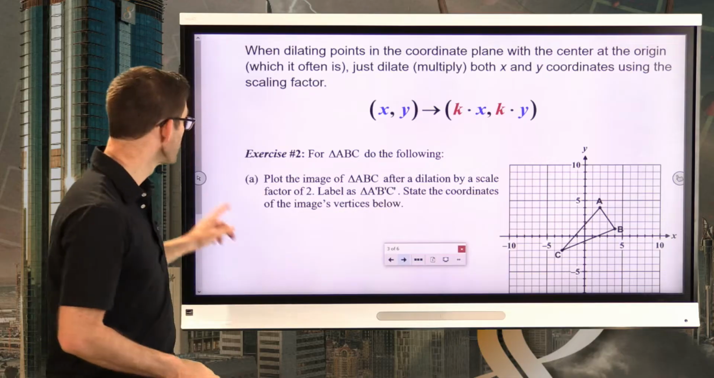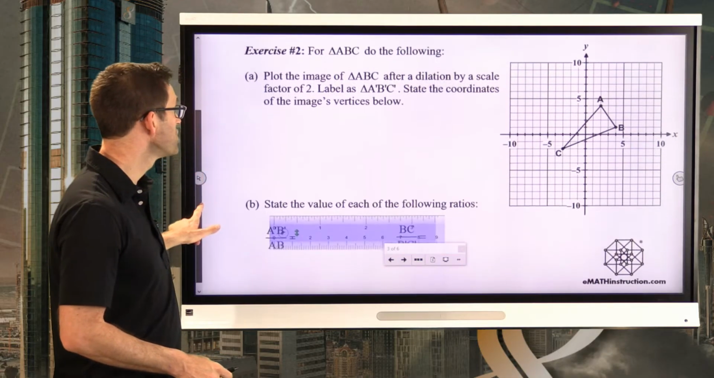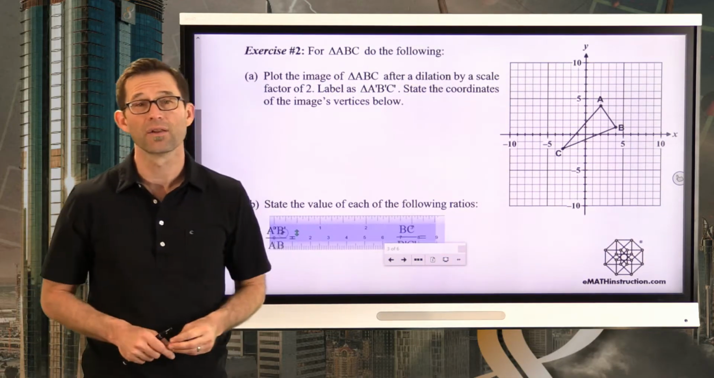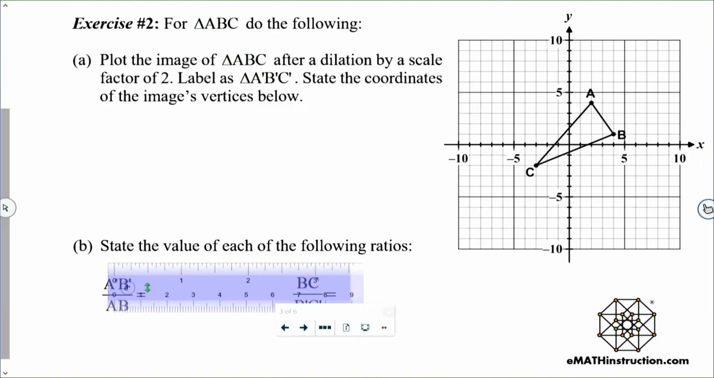So let's play around with this a little bit in exercise number 2. Let me just get it up to the top of the page and let's take a look at it. For triangle ABC, do the following. Plot the image of triangle ABC after a dilation by a scale factor of 2. Label it as triangle A', B', C'. State the coordinates of the image's vertices below.